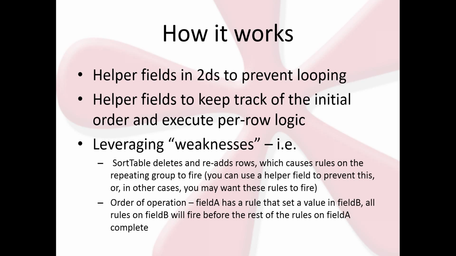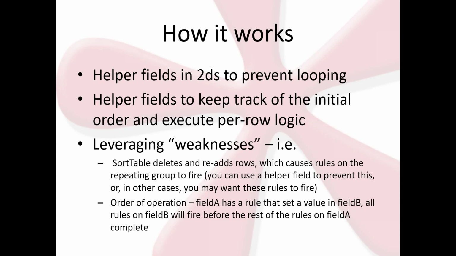So let's say you have a rule set where your field, it's field A in this case because I'm so creative in the mornings, field A has a rule that's going to set a value in field B. What's going to happen is, let's say field A has 4 rules, and the first rule sets field B, and there's rules on field B. Field A, its first rule, sets field B. All of the rules on field B are going to execute before the second rule on field A executes.